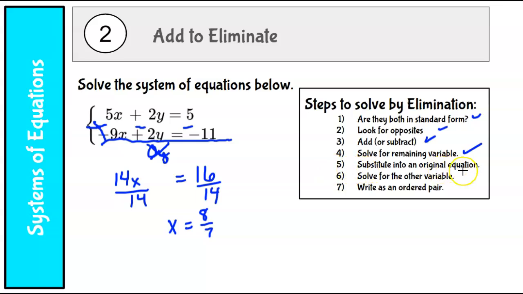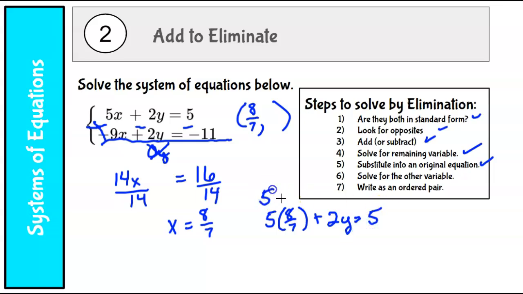Now I'm going to substitute that back into the original equation. So eventually I'm going to have an ordered pair, and I have the x, I also need the y. So keep in mind, you have to have the x and the y. So I'm going to substitute the x into the original equation, and it doesn't matter which one you use. I always use the top one. So I'm substituting it into 5x plus 2y equals 5.